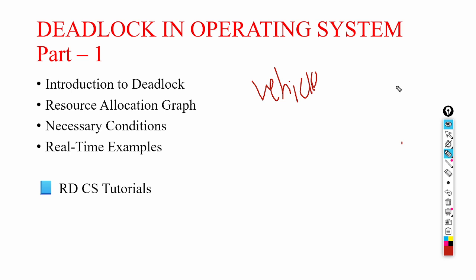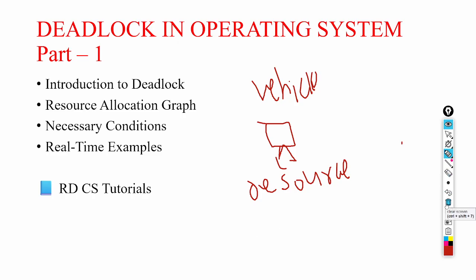Similarly, a situation like this can happen inside a computer system. A process may wait for the resources held by other processes. As a result, none of the processes can continue. This situation is called a deadlock.